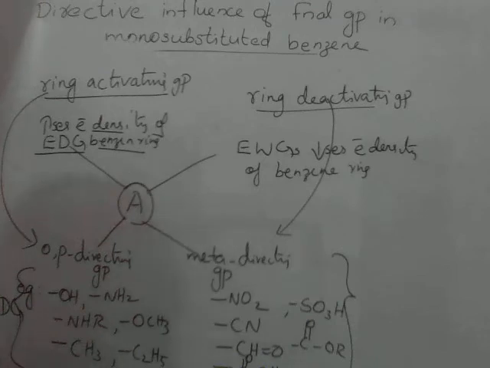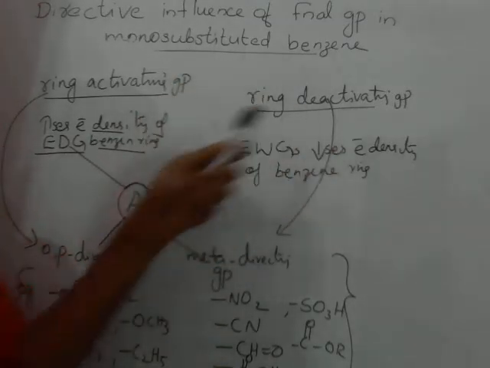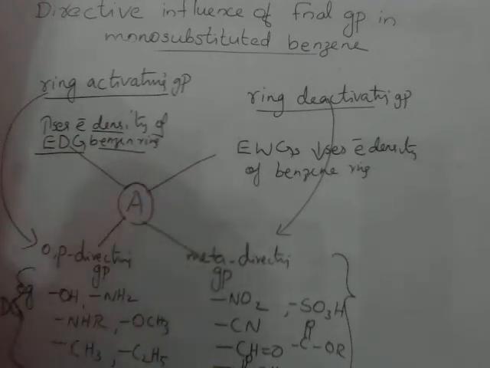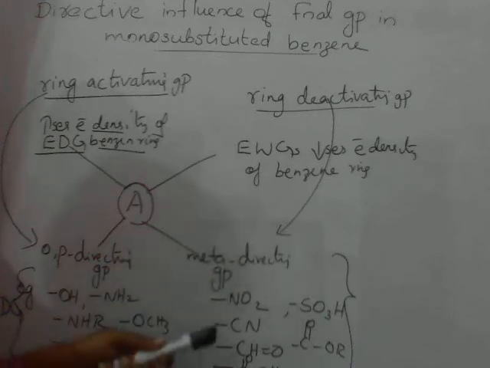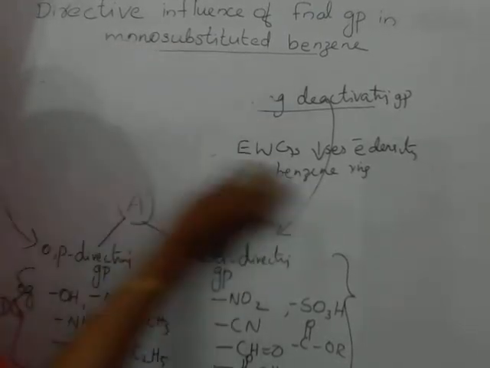Now let us explain why. What is the reason why electron donating groups activate the benzene ring? Why are they ortho para directing? Why electron withdrawing groups? How do electron withdrawing groups deactivate the benzene ring towards electrophilic attack? And why do they direct the incoming group towards the meta position? We can explain on the basis of electron displacement effect. Let us explain with an example.